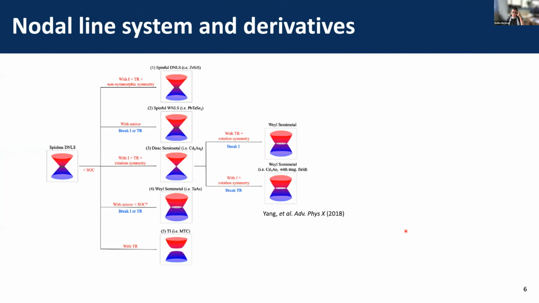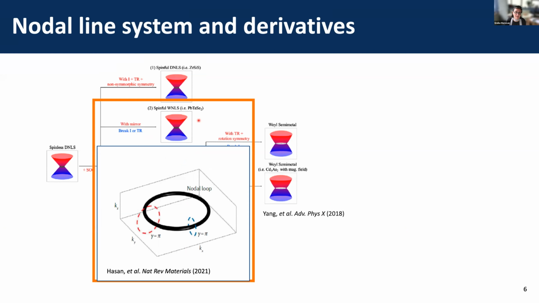So let's start with a bird's eye view of these nodal line systems and derivatives. These are the different flavors that one can expect depending on the crystallographic symmetry, and depending on whether either inversion symmetry or time reversal symmetry is broken. We're going to focus on what happens when mirror symmetry is preserved, but either inversion symmetry or time reversal symmetry is broken. In that scenario, nodal rings can occur. And as Jorn had mentioned, one of the properties of these nodal rings is the non-trivial Berry phase.